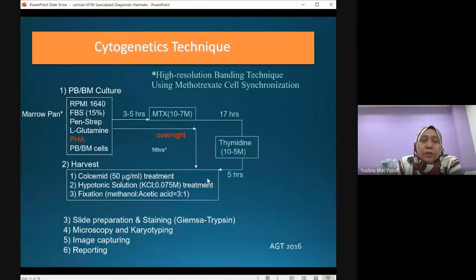So these are the cytogenetic techniques, just to give an overview. What we usually do in the lab, we will first do the bone marrow culture overnight, and then we will harvest the cells, and then we will do slide preparation and staining, followed by microscopy and karyotyping, image capturing, and also reporting. This is the conventional method. Now it can be replaced by the Meromax, this is a commercial kit, which can reduce the time for the activity in the lab.